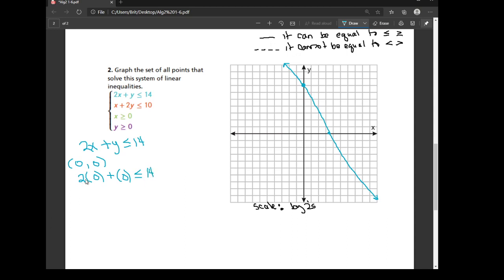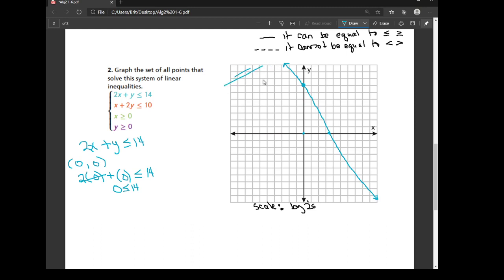Well, 2 times 0 is 0, right? And any term that is 0 plus something, the 0 doesn't matter anymore. My second term is also a 0. So this entire side of the inequality is just 0 is less than or equal to 14. And we have to ask ourselves, is that true? Well, yeah, it sure is, isn't it? 0 is a smaller number than 14. So that means at this point, 0, 0 is a part of the solution set.